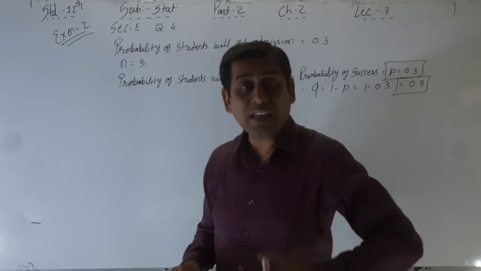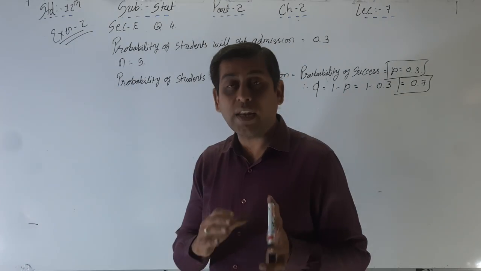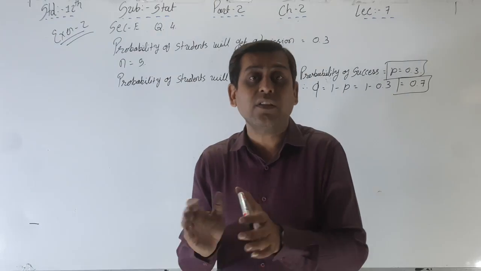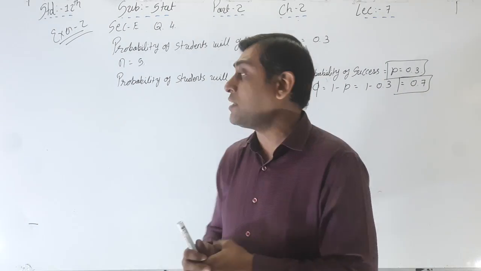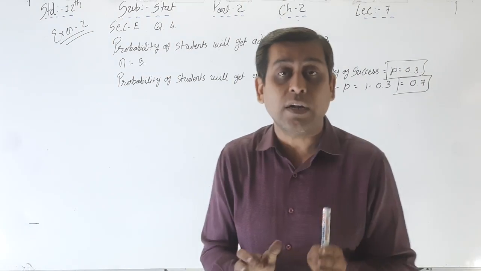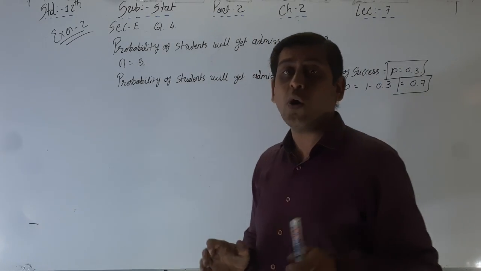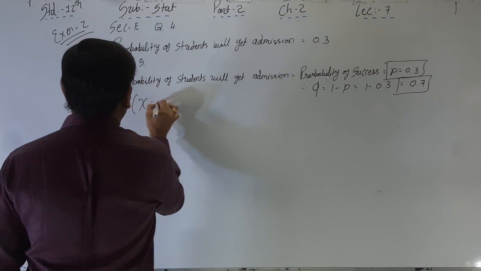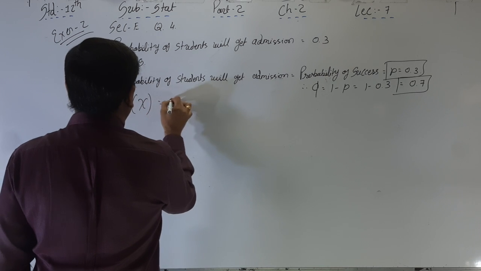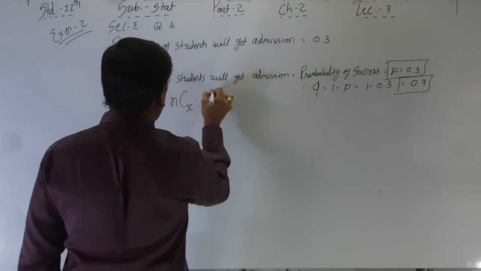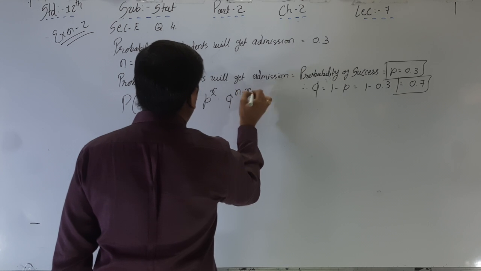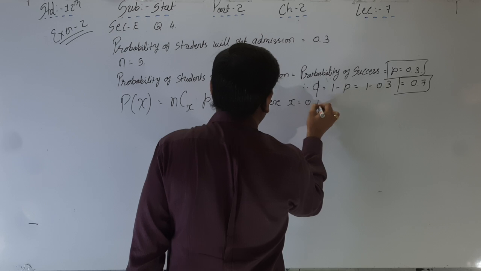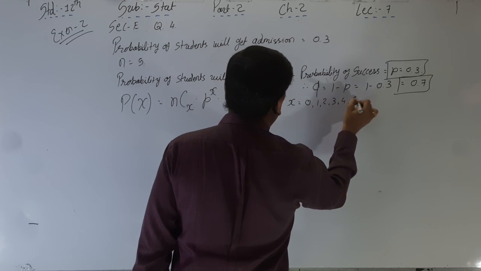Now, how do we say that the number of students who get admission in the engineering branch is higher than those who will not get admission? Here, how many total students are there? 5 students. So first of all, P of X is equal to nCx into P raised to X into Q raised to N minus X, where X is equal to 0, 1, 2, 3, 4 and 5.